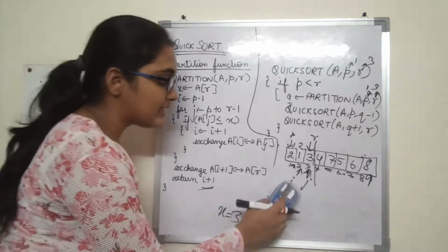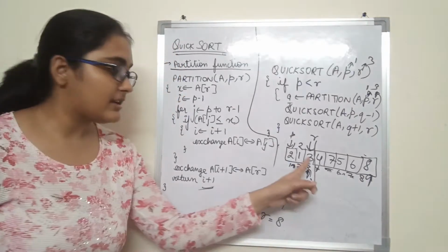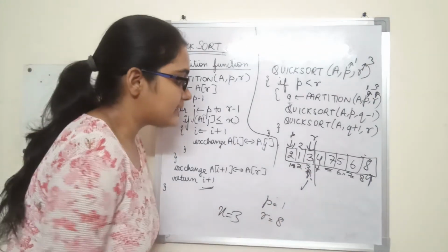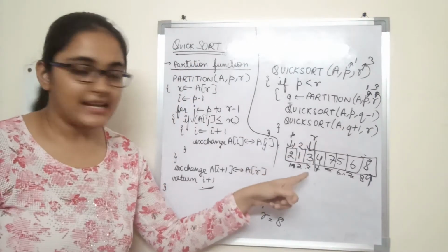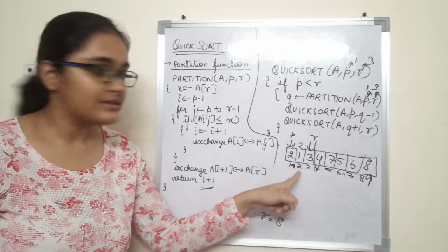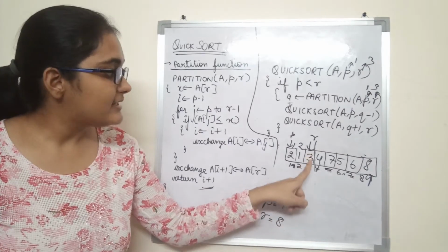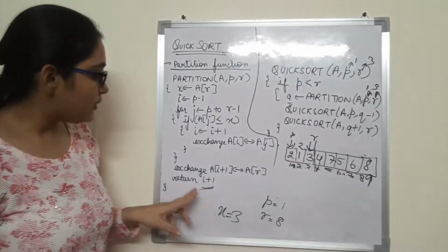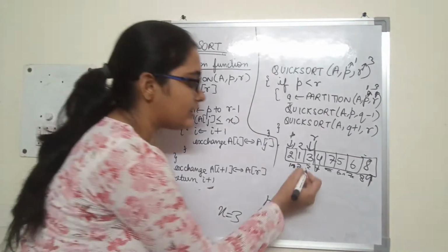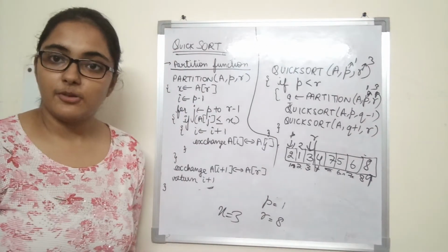That is, again it is saying that exchange 3 with 3 itself. Because r is 3, A of r is 3. And A of i plus 1 is also 3. Why? Because i pointed here, right? So again it is saying to exchange 3 with 3 itself. So nothing will happen. And what it will do, it will return i plus 1. That is, it will return 3 as a result of the partition function.